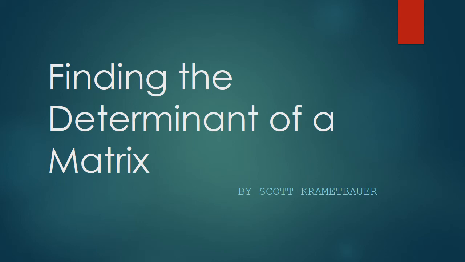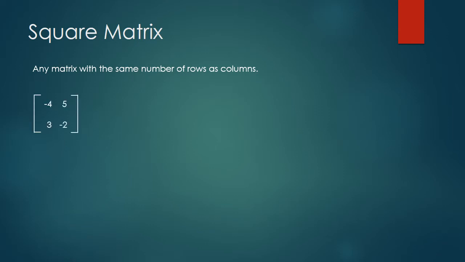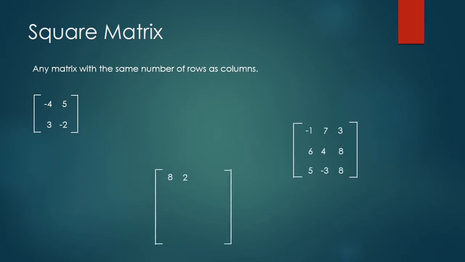This video is called Finding the Determinant of a Matrix by me, Scott Krametbauer. In order to find the determinant of a matrix, the first thing we must have is a square matrix. A square matrix is any matrix with the same number of rows as it has columns. Here are some examples of square matrices. That was a 2 by 2, this is a 3 by 3, and a 4 by 4.